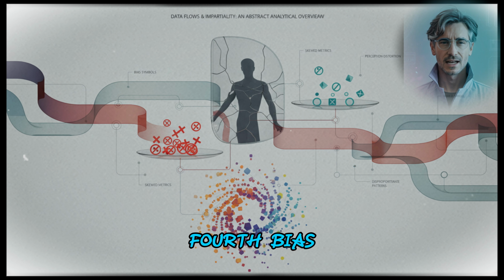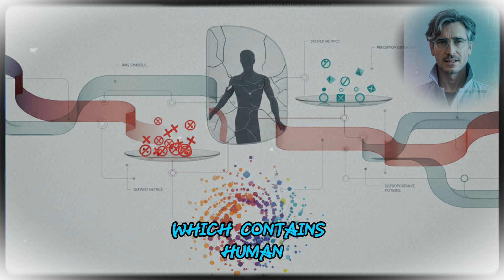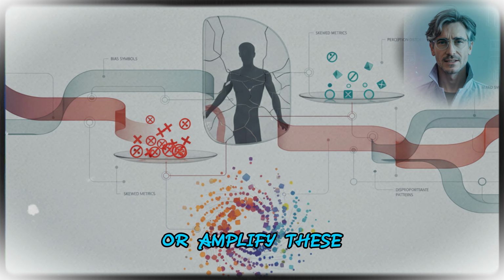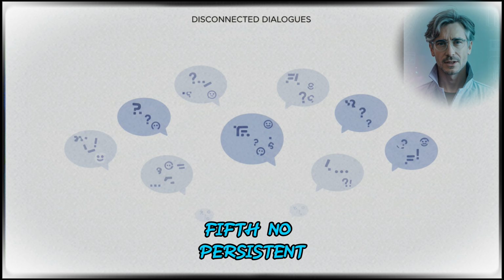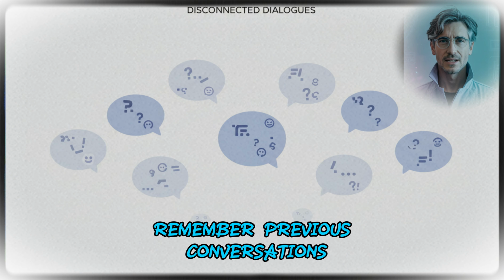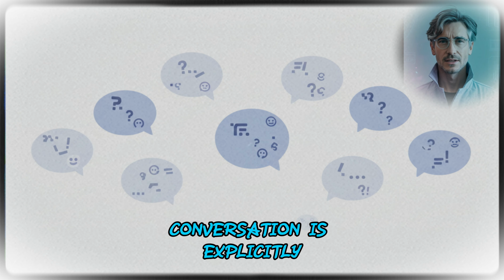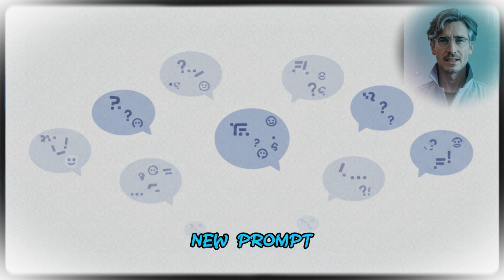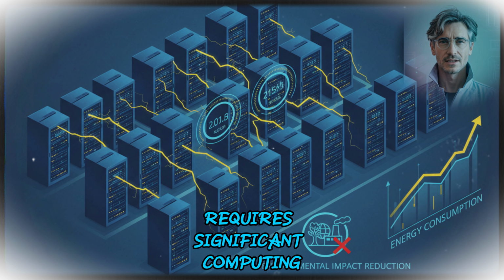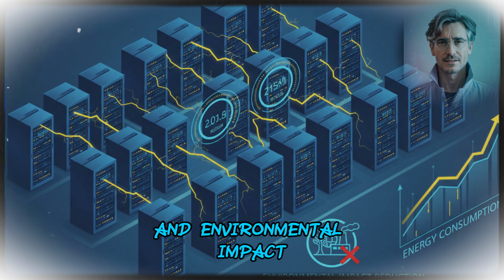Fourth, bias. LLMs learn from human-generated text, which contains human biases. Models can inadvertently reproduce or amplify these biases. Fifth, no persistent memory. Most LLMs don't remember previous conversations. Each interaction is independent unless the previous conversation is explicitly included in the new prompt. And finally, computational costs. Running large models requires significant computing power, which translates to energy consumption and environmental impact.